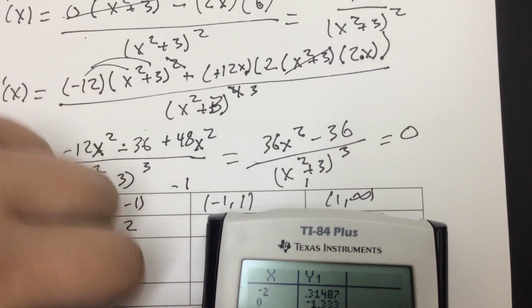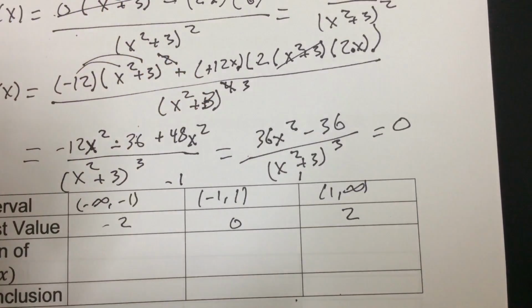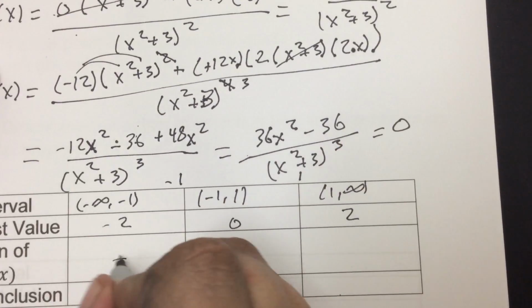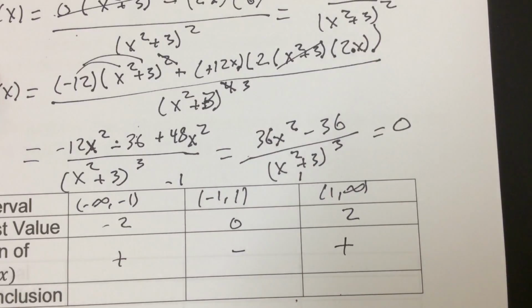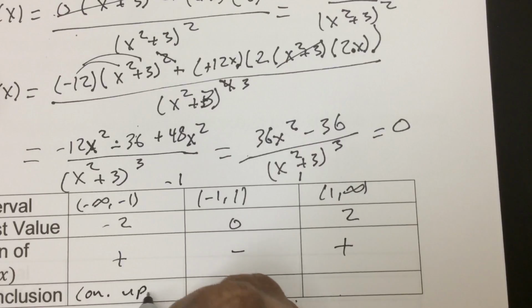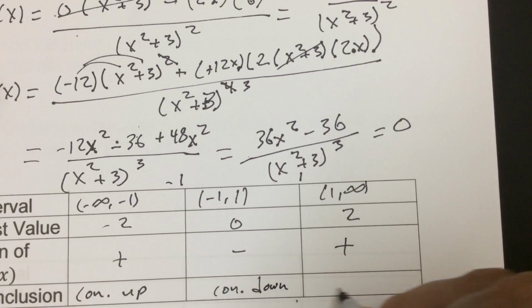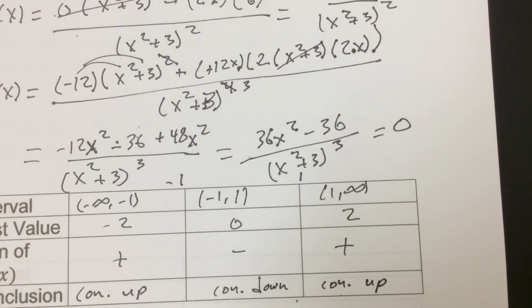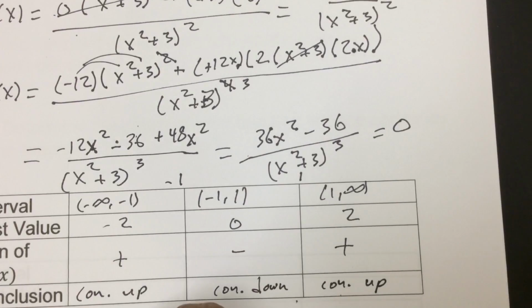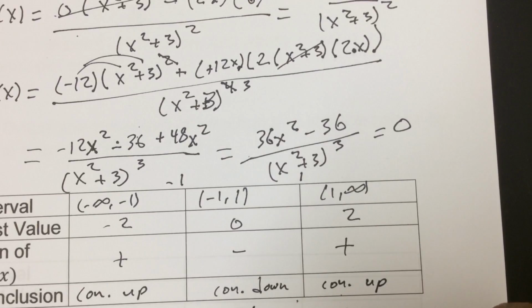And it doesn't matter what the numbers are here, but we are positive, negative, positive. So this would be concave up, concave down, and concave up. All right. So it's which way it's curving. If you think about it, this one's going to be curving this way. This one will be curving this way. This one will be curving this way.